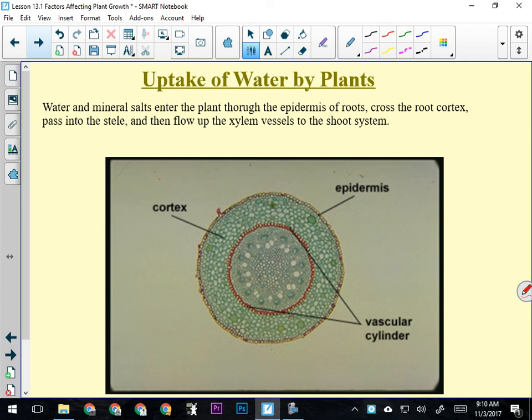Okay, so this is what the root looks like in cross section. So if I cut a root, there's the root cortex, and that's where the bulk of the absorption occurs. There's the epidermis that protects it, and then inside is the vascular cylinder. So this would be the phloem, the red part there. And then inside of that is the xylem. So all of this on the inside is tubes that are designed to carry the water, right?